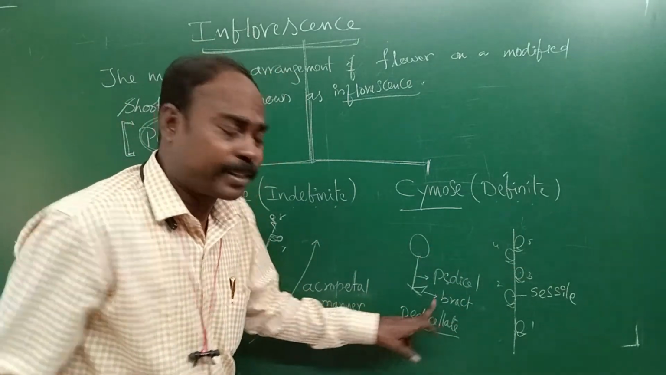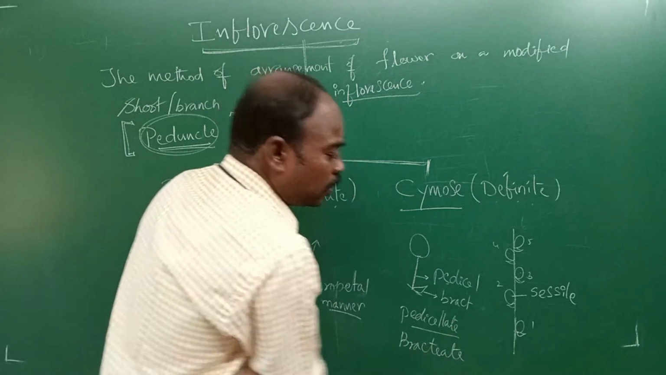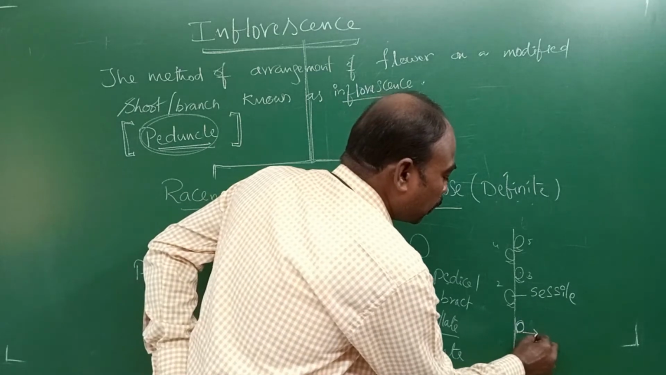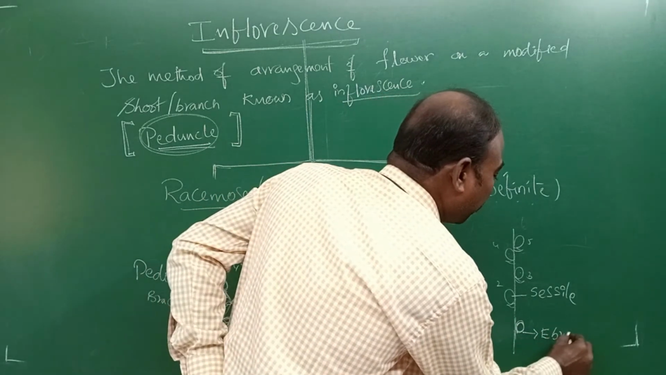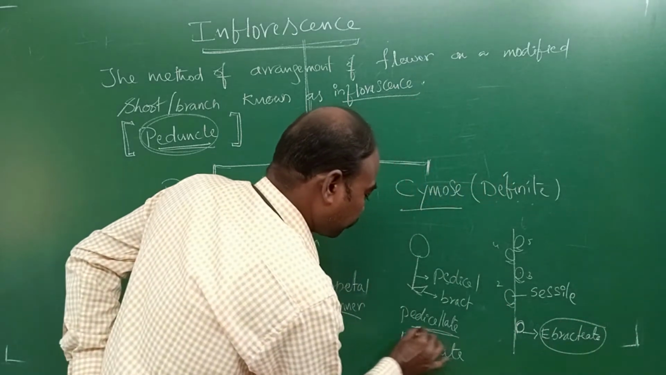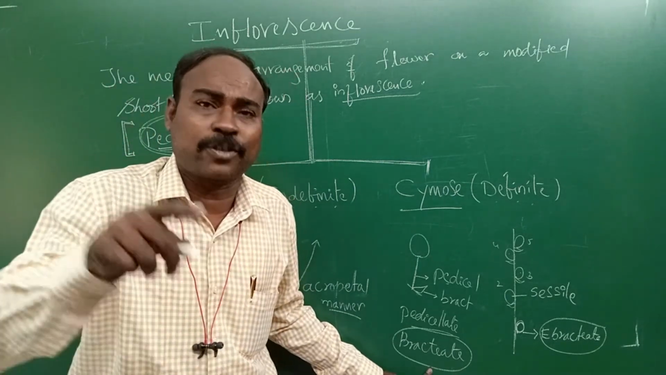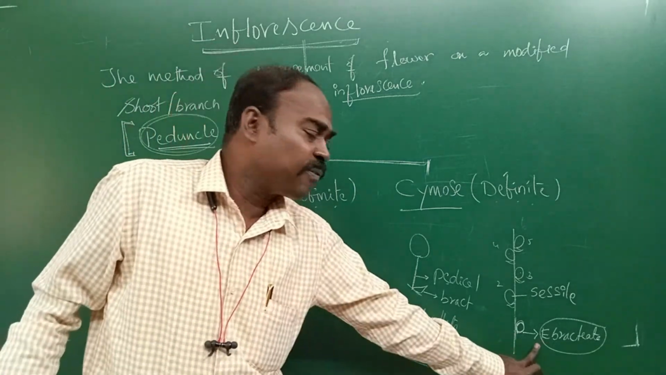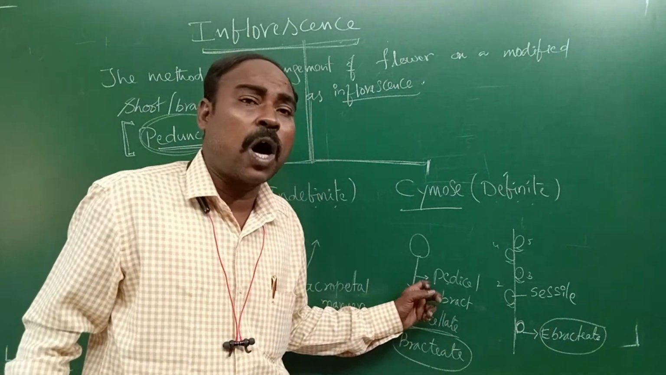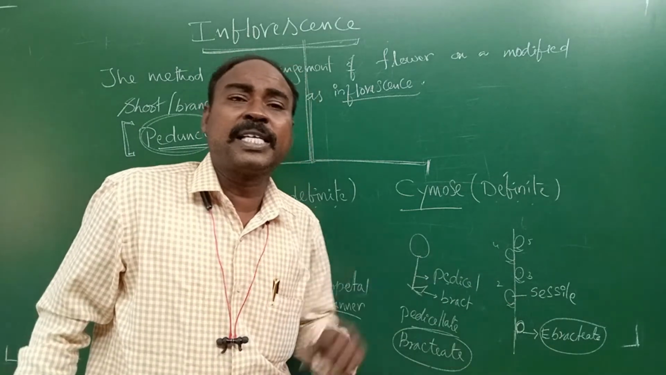A flower with a bract is a bracteate flower. Suppose a flower does not have a bract, no bract. These flowers are called ebracteate flowers. If a flower has a bract, a small leaf-like structure, bracteate flower. If a flower does not have a bract, ebracteate flower. If a flower has a stalk, pedicellate flower. If a flower does not have a stalk, sessile flower.